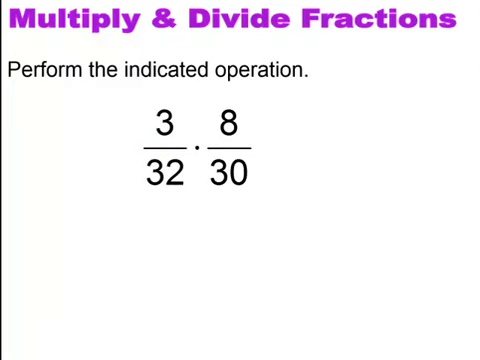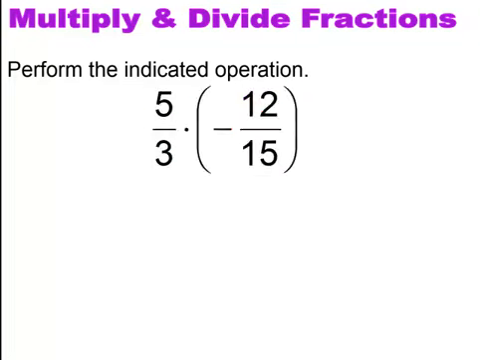Pause and try. So in this case, you see that 3 is going to go into 3 once, 3 goes into 30 10 times, and then you have 8 goes into 8 once, and 8 goes into 32 4 times. Now that it's simplified, I can multiply across. 1 times 1 is 1, 4 times 10 is 40, and I have my multiplied fractions.